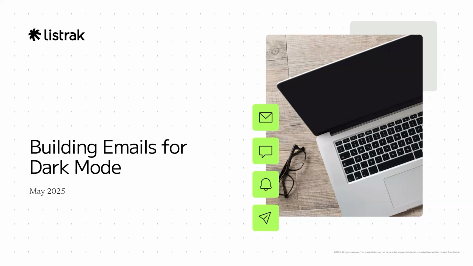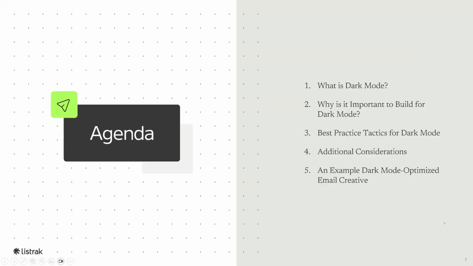Today, we're going to be covering best practices for building emails in dark mode. For our agenda, we're going to review the following. What exactly is dark mode? Why is it important to build for it? What tactics can we employ when building emails for use in dark mode? We'll unpack a few additional considerations, and finally, we'll walk through a few examples of emails optimized for use in dark mode in the listrak platform.